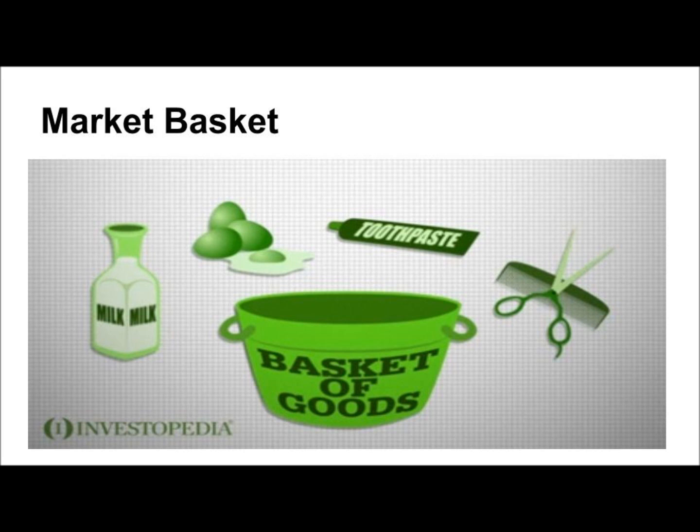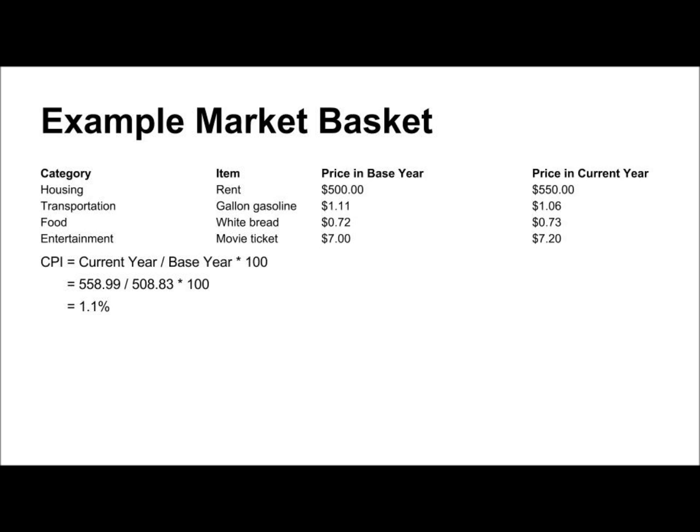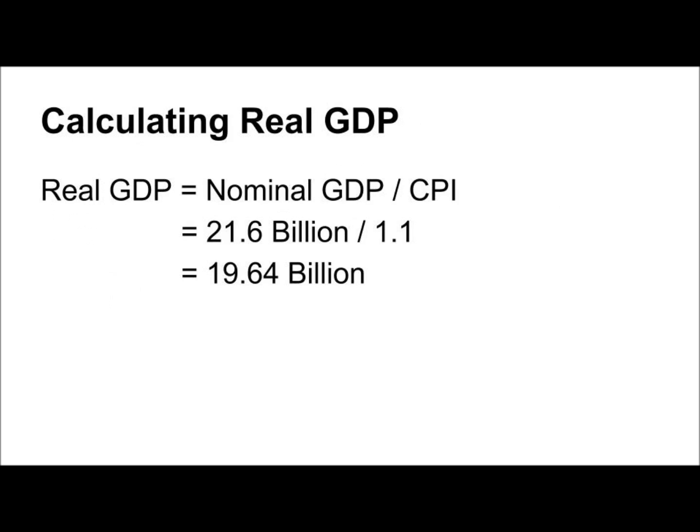Here's an example showing the cost of rent, gasoline, white bread, and movie tickets. These are relatively average goods which cover a variety of types of goods. Showing the prices in 2 different years, we can calculate the CPI. You do this by taking the total current year price and dividing it by the total base year price. This comes out to be 1.1%.